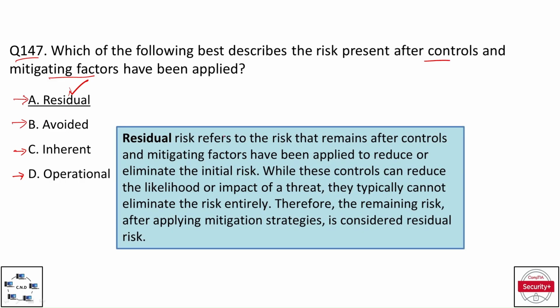So residual risk refers to the risk that remains after controls and mitigating factors have been applied to reduce or eliminate the initial risk. While these controls can reduce the likelihood or impact of a threat, they typically cannot eliminate the risk entirely. Therefore, the remaining risk after applying mitigation strategy is considered residual risk.